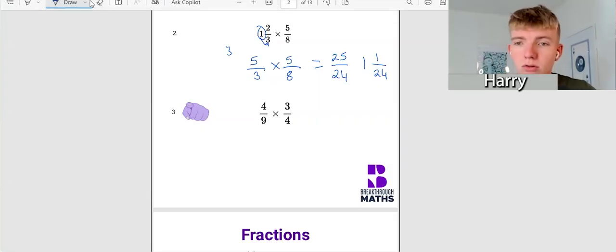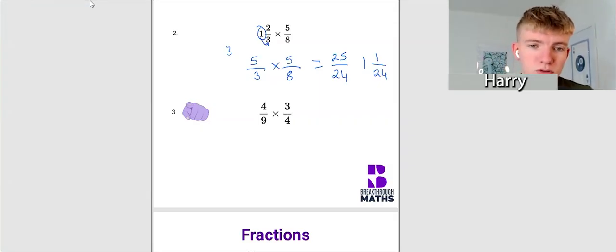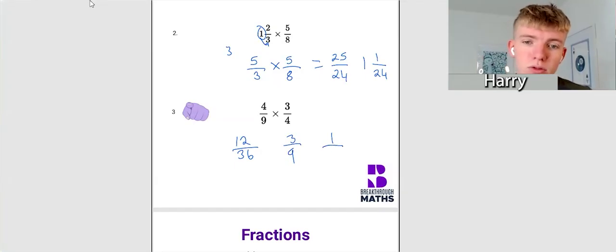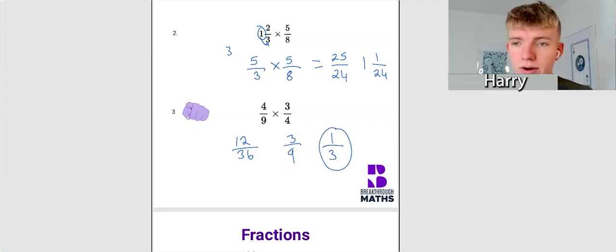Now what we're going to do is go through this as quick as possible. 4 times 3 to give us 12. 9 times 4 to give us 36. So we've got 12 over 36. Simplify this down. We can divide both of them by 4, if we wanted to, we get 3 over 9. We can simplify that again. We can divide both of them by 3 to give us 1 over 3. And that is our answer, 1/3.